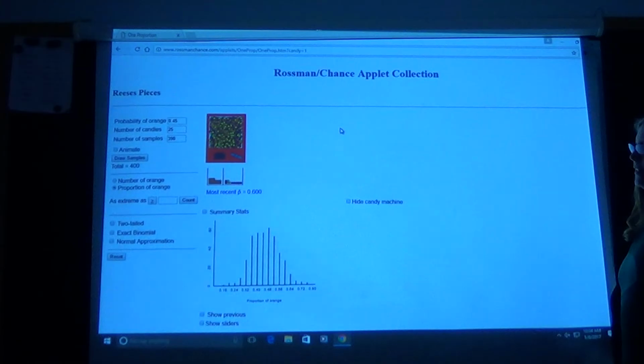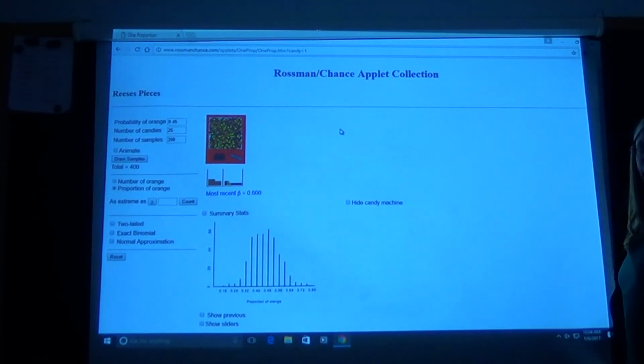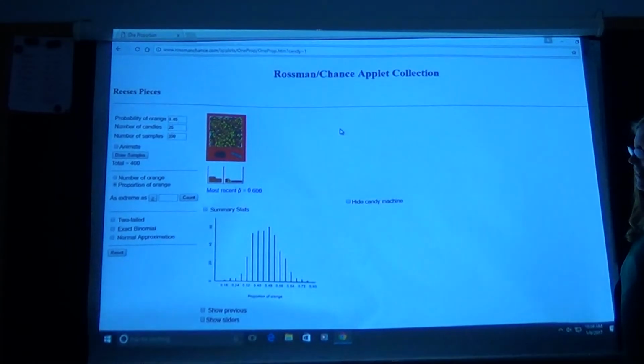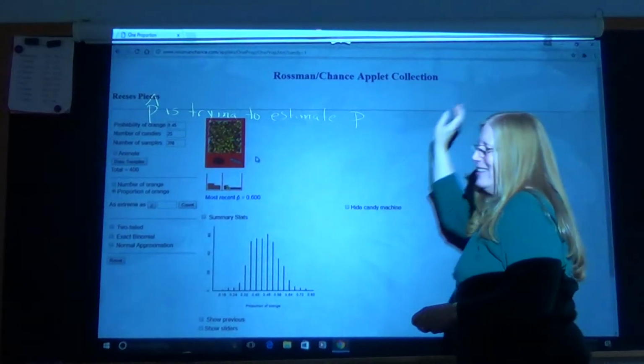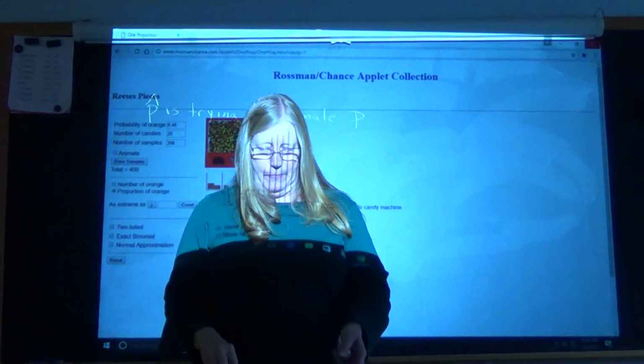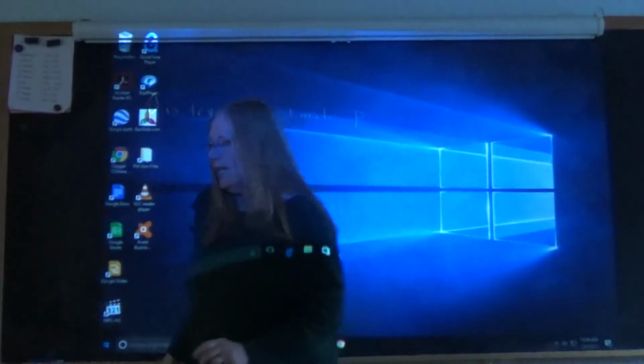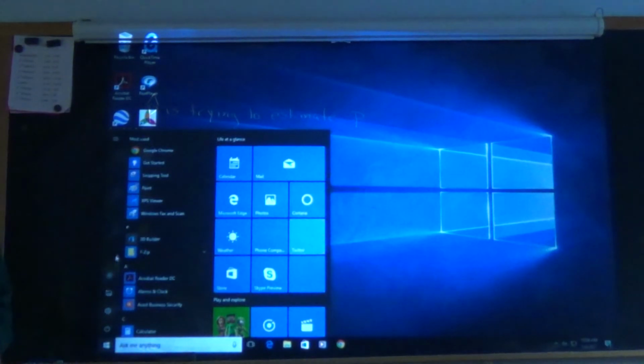So I brought in some Reese's so we can test to see if p hat is 0.45. All right guys, we gotta do this 400 times. Oh yeah. All right, lights on, computer off, and projector off. And start counting your Reese's Pieces.